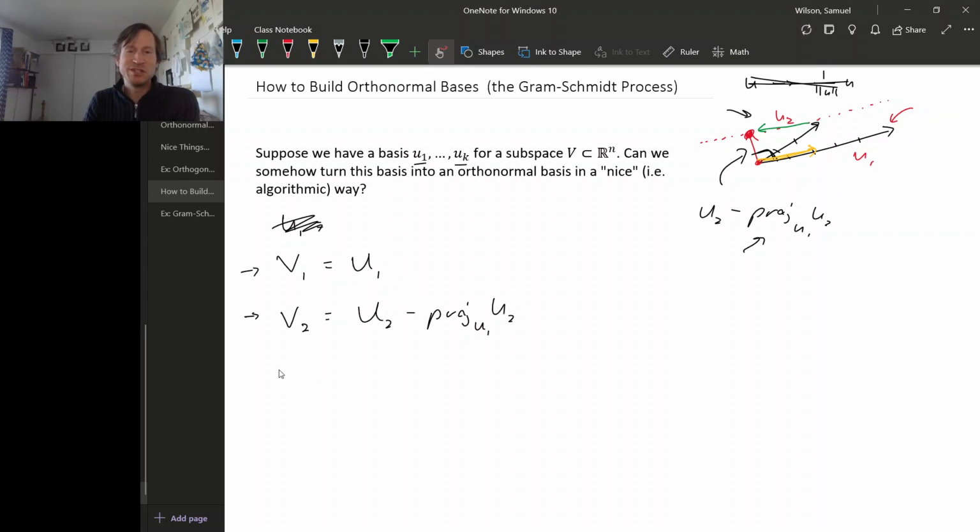Okay, so now what do we do next? Well, we have v1. This picture is going to be hard to draw because it's three-dimensional, but we have v1 and v2, and they're perpendicular, right? They span some plane.